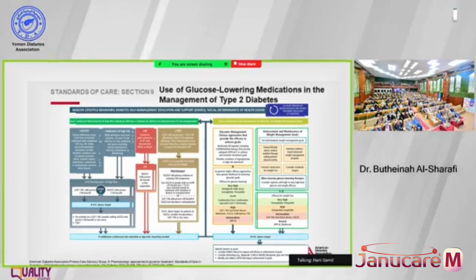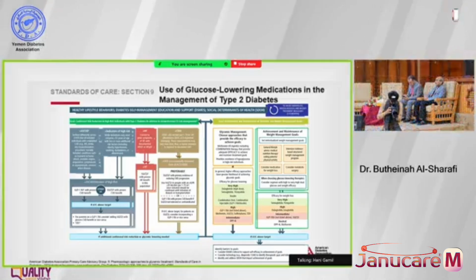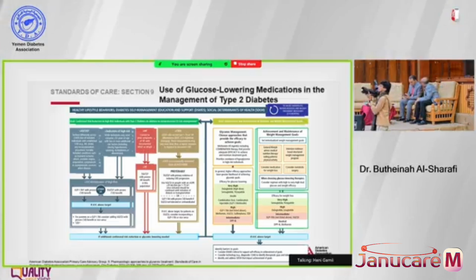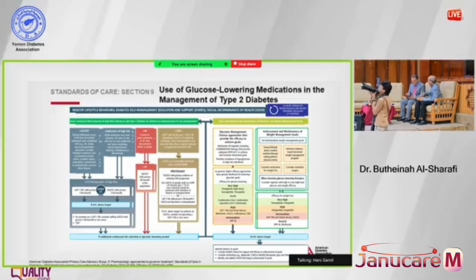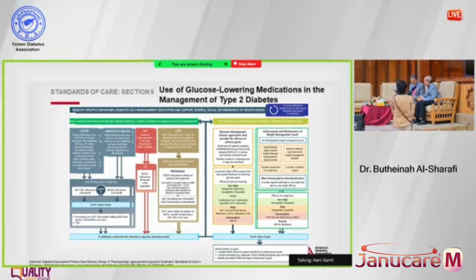Okay, let's see. If we start on the left-hand side, with patients that have established atherosclerotic cardiovascular disease, or patients that are high risk for atherosclerotic cardiovascular disease, the treatment of choice in these patients is GLP-1 agonists.